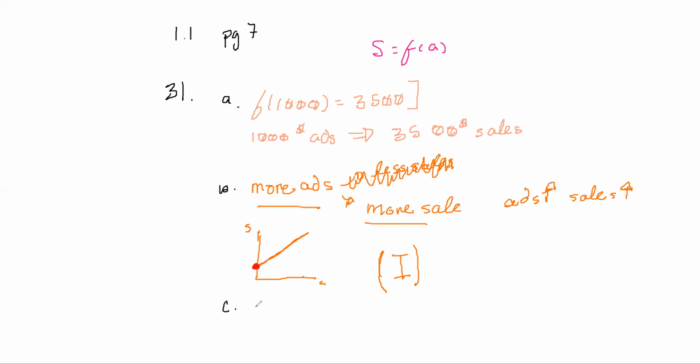Well, the way I approached it was I said that point is when A is equal to 0. So that's when there's no money being spent on advertisements. So that's basically sales without ads. So if there's no ads, how much do we sell as a baseline?